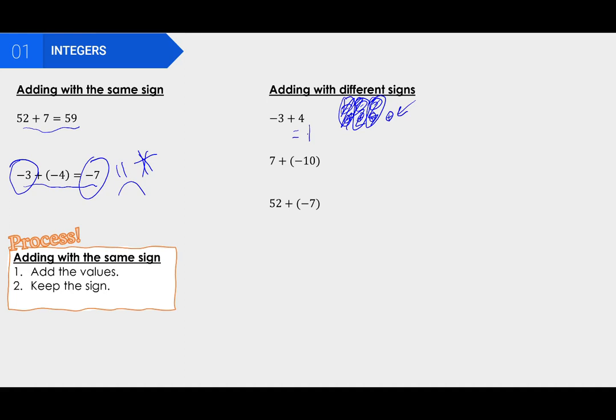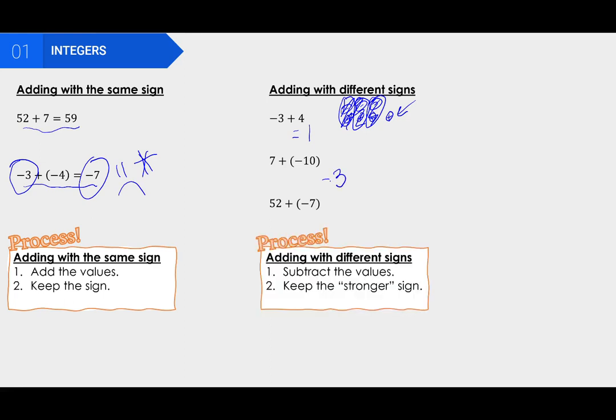When you're thinking about it with larger numbers, you can think the stronger charge remains, and we subtract to see how many are left over. So on this next problem, 7 plus negative 10, the stronger one is the negative. So we know we're going to have a negative. And then we just subtract 10 minus 7, gives us 3, so negative 3.